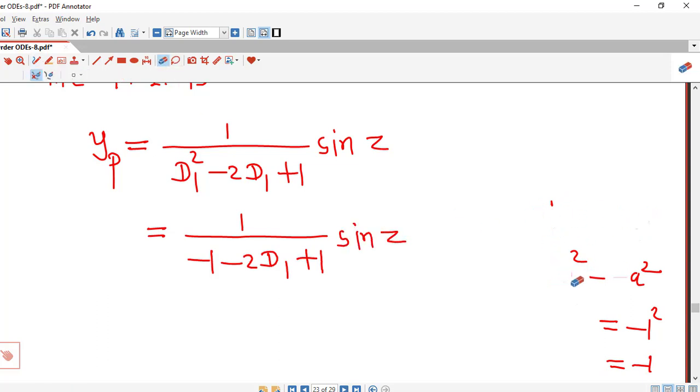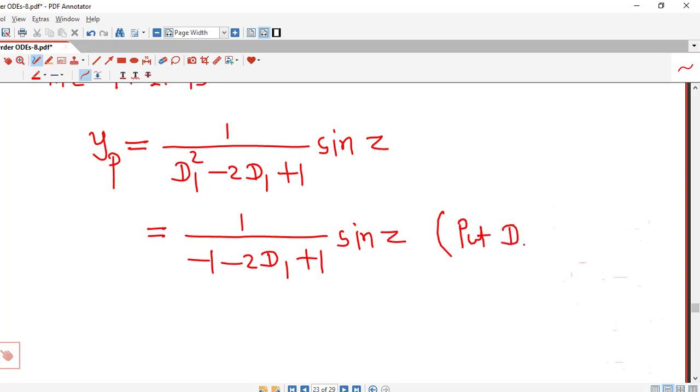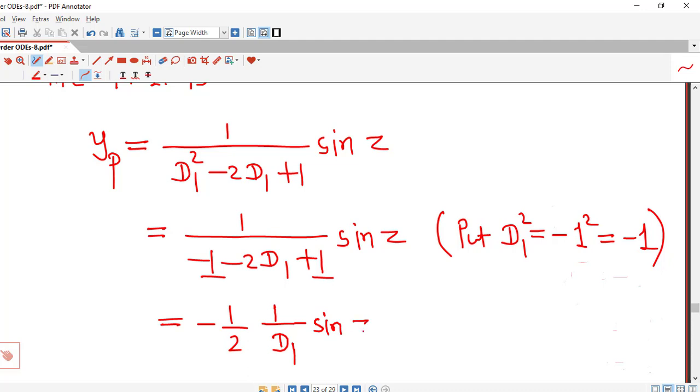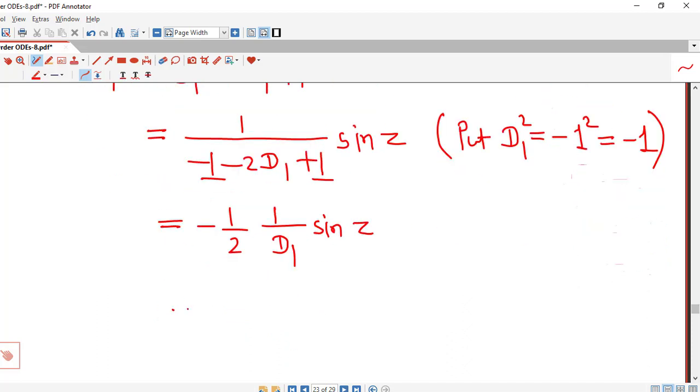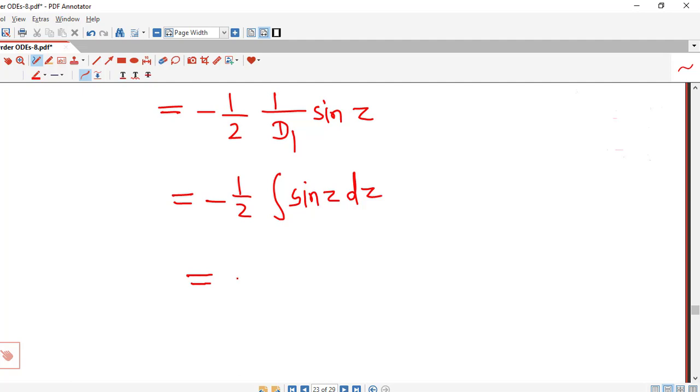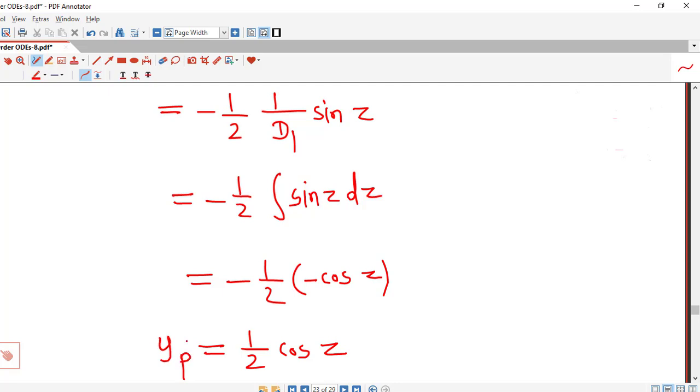In the bracket we are replacing D1 square by the negative of the square of the coefficient of z, which is minus 1 here. So minus 1 plus 1 is going to be 0, and we have minus 1 by 2 times 1 over D1 operated on sin z. Now D1 denotes the derivative with respect to z, so 1 upon D1 will be integral with respect to z. So we integrate sin z with respect to z. This is minus 1 by 2, the integral of sin z is minus cos z, so we have 1/2 into cos z. So this is the particular integral.